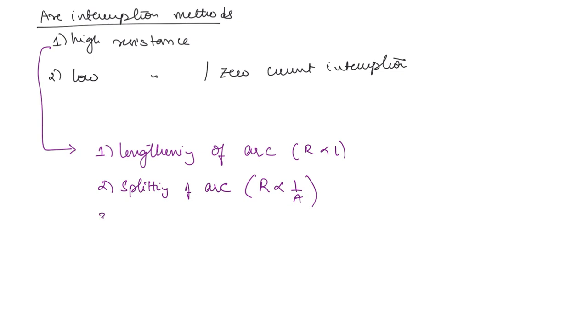Okay. Another method is cooling. Now once the temperature is reduced, whatever ionized particles were formed initially, they will naturally combine back with their molecules. Okay. So deionization will occur. So this high resistance method is usually only confined to the low voltage and medium voltage circuit breakers. Okay.